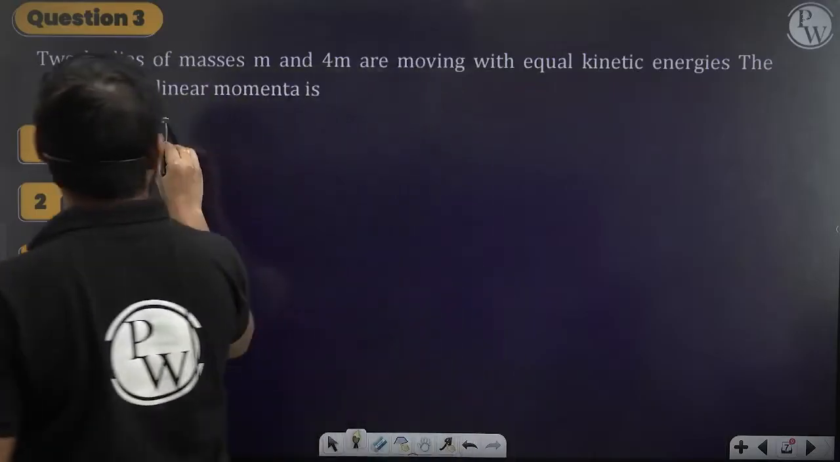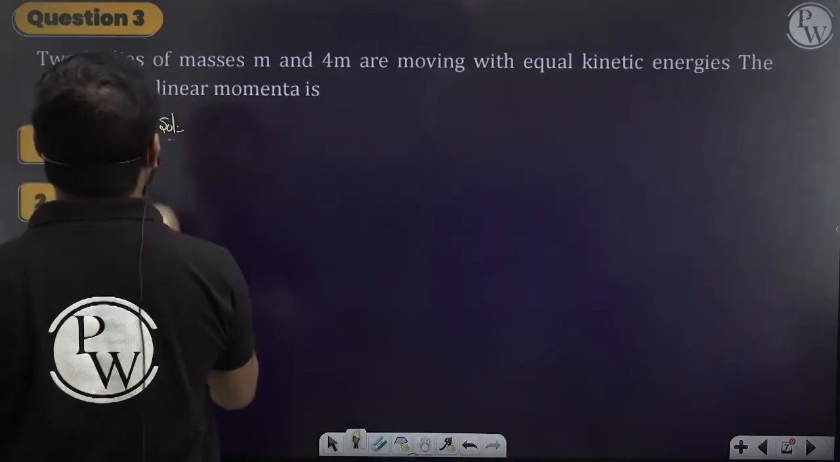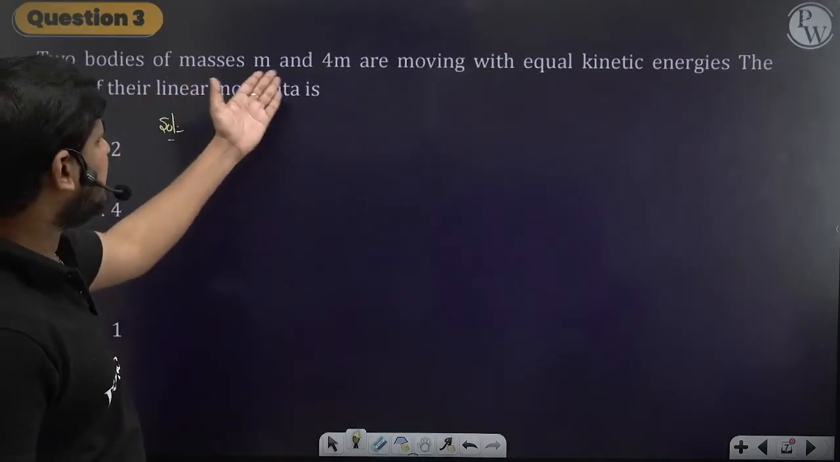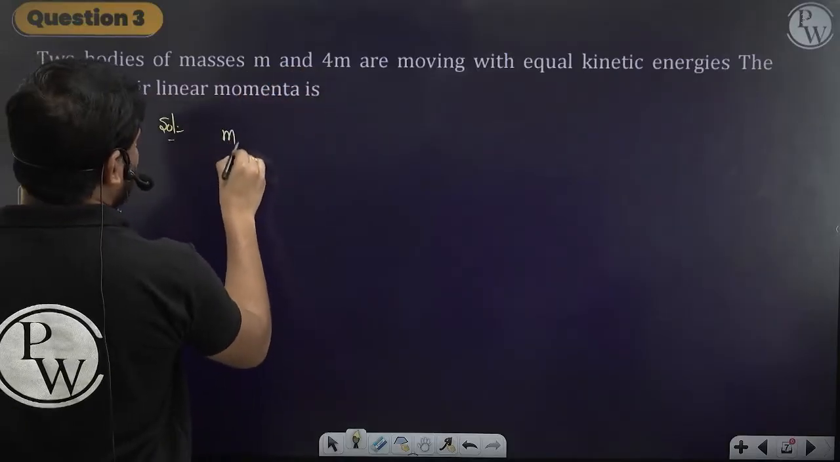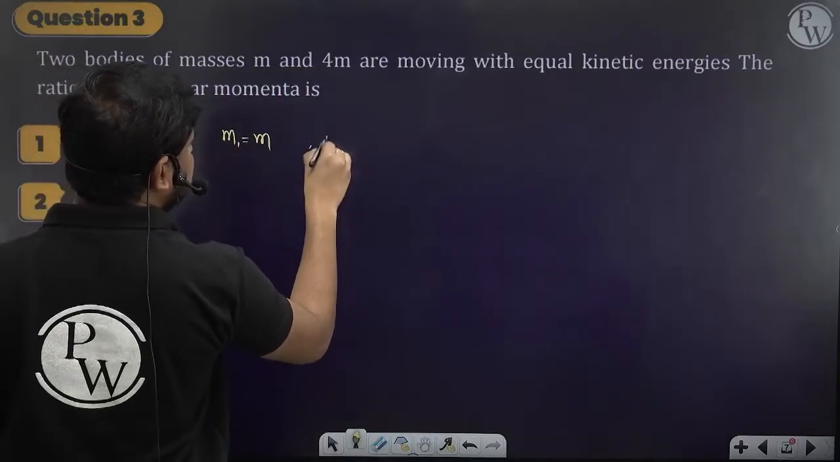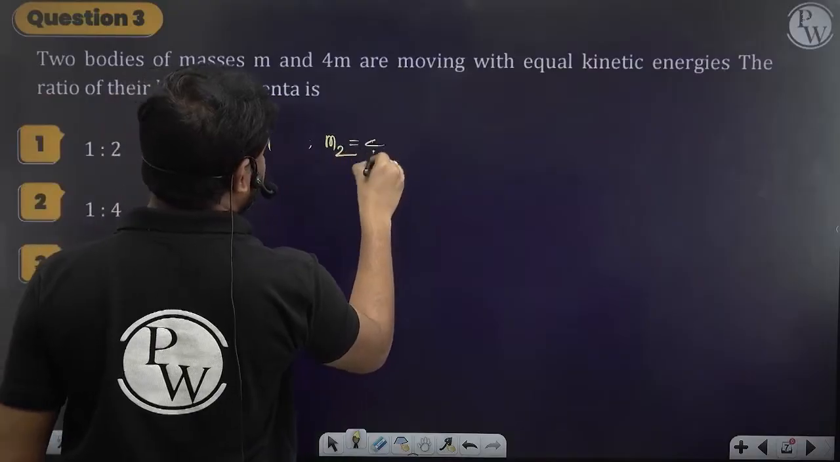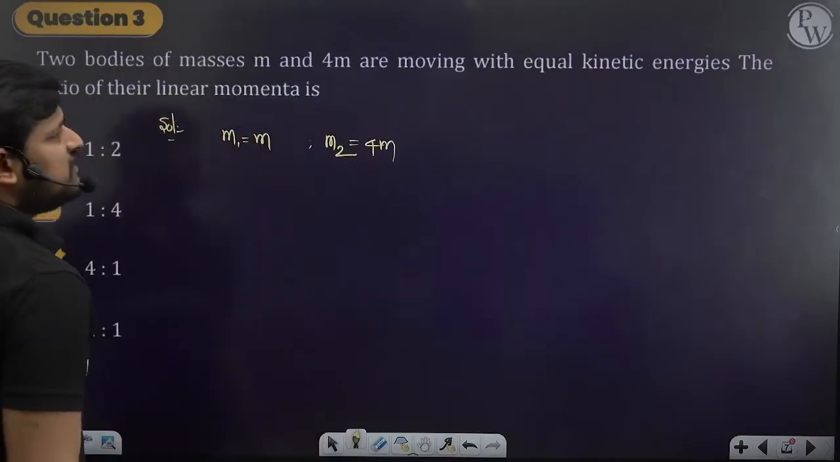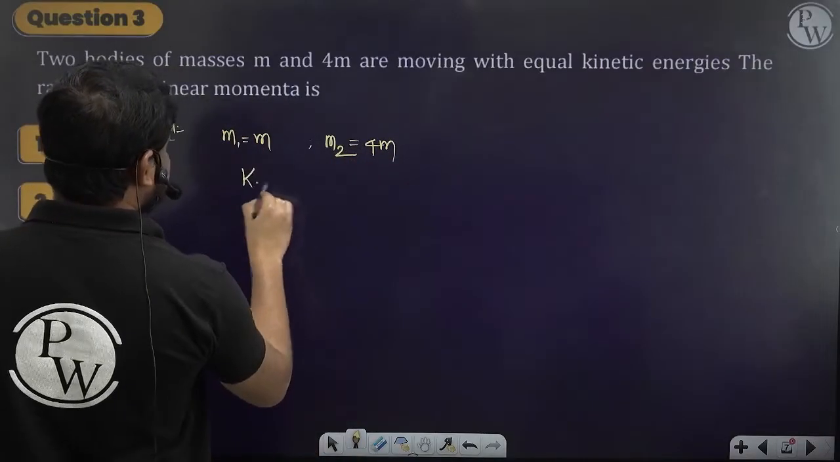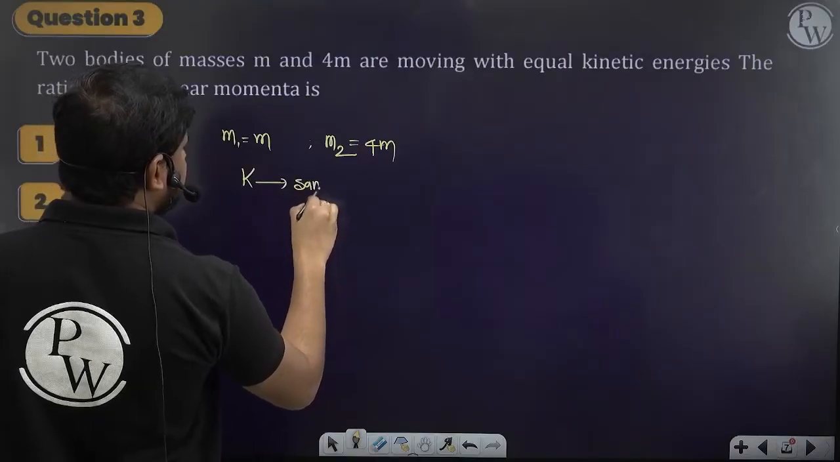So the third question, try this on your own. Simple question. Two bodies of masses m and 4m. So the first body has mass m and the second body has mass 4m. Now they are moving with equal kinetic energies. So the kinetic energy of both the particles is the same, right?